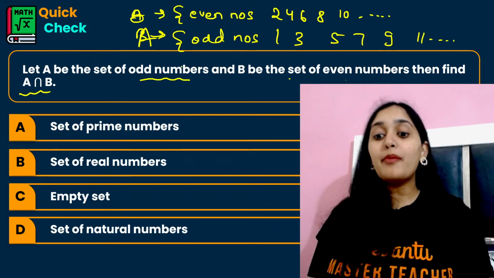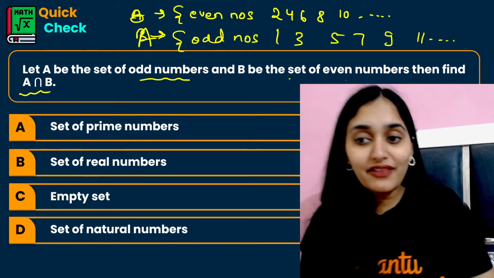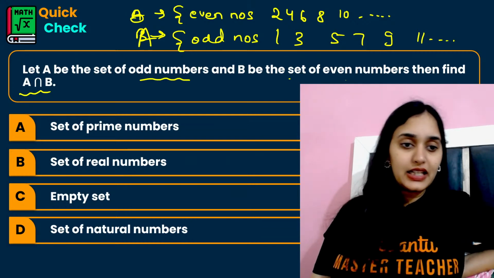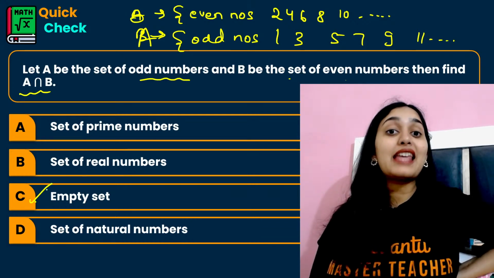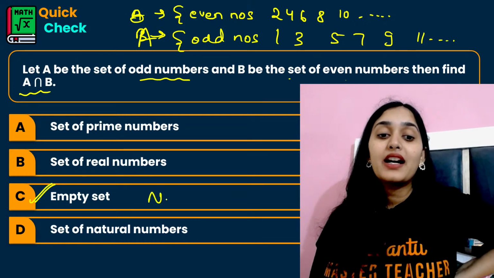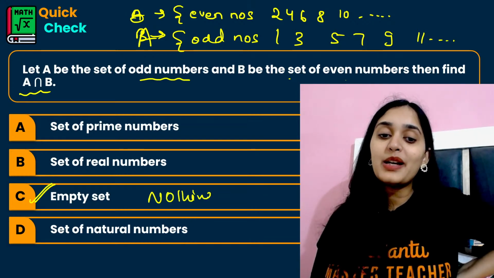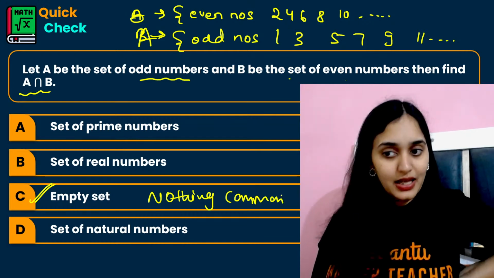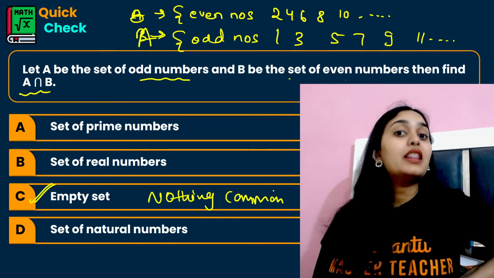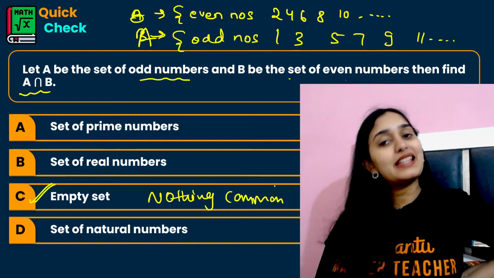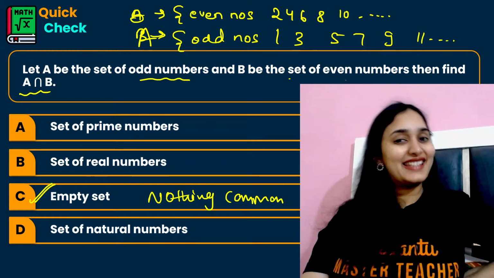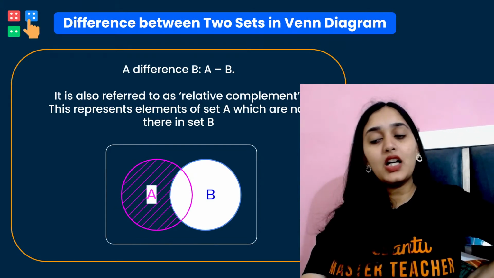So, what will be common between them? What is common between even numbers and odd numbers? Very good. The right answer is empty. Nothing common, right? Between odd numbers and even numbers, nothing is common. There is no number that is even as well as odd, right? So, that's the answer. Okay.